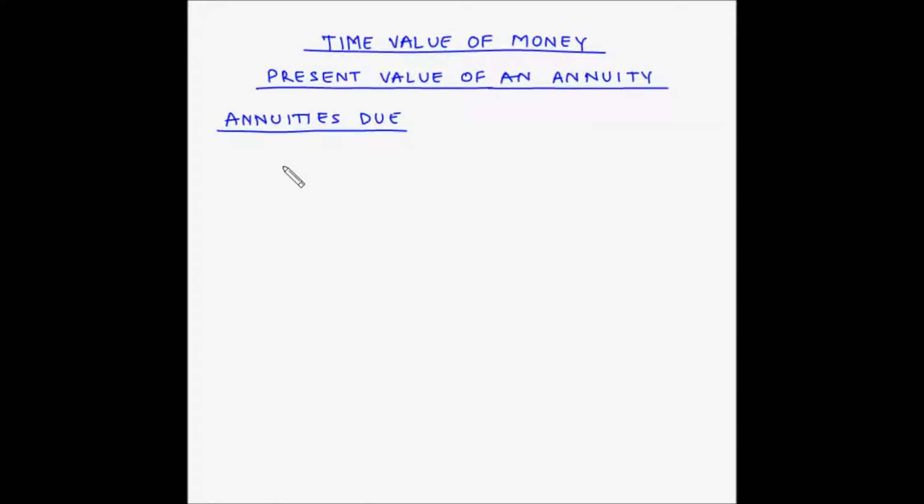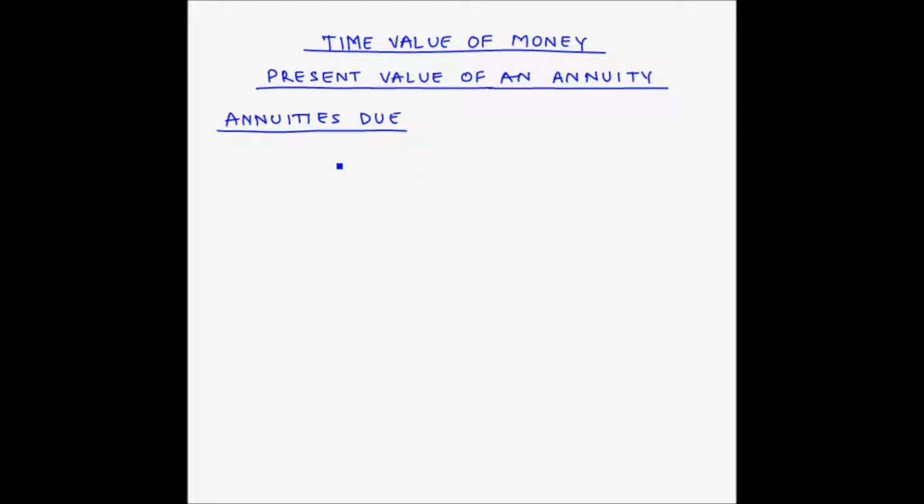So we have already looked at the present value of an ordinary annuity. Now let's look at the present value of annuities due. So let's recall what is an annuity due. An annuity due is a series of fixed receipts or payments starting at the beginning of each period for a specified number of periods. So basically the difference between an annuity due and an ordinary annuity is that in an annuity due the receipt or payment is done at the beginning of each period, whereas in an ordinary annuity it is done at the end of each period.